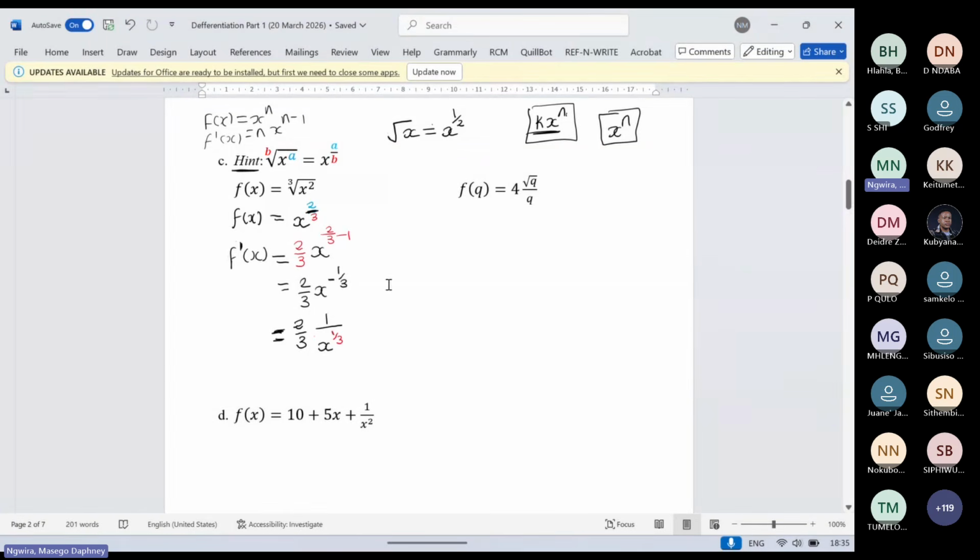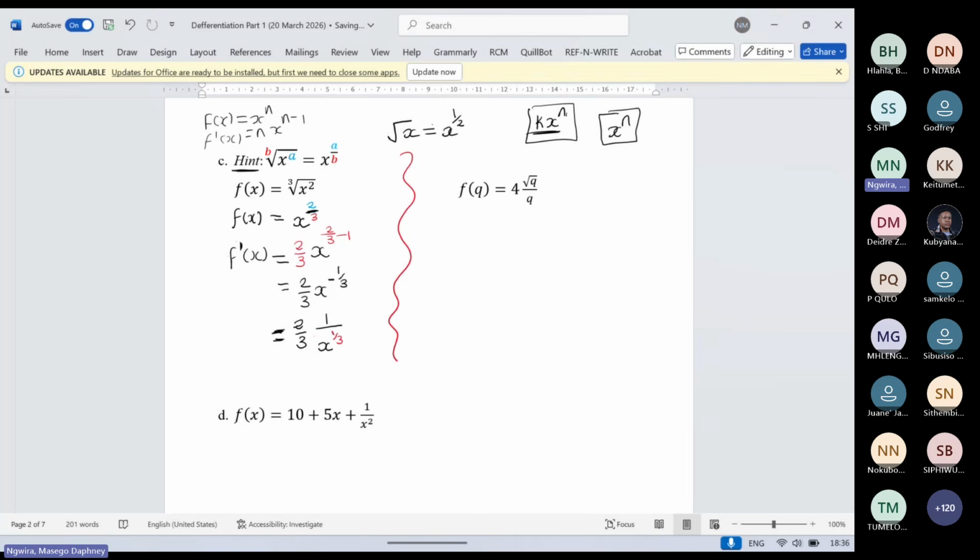I am saying the rules are you cannot differentiate if your function is not in this form, as x to the power of something or q to the power of something. You can't differentiate. So our function here, we are differentiating with respect to q. Here I was differentiating with respect to x. It must be in this form of x to the power of something because it's a power rule. So I'm going to do it again.